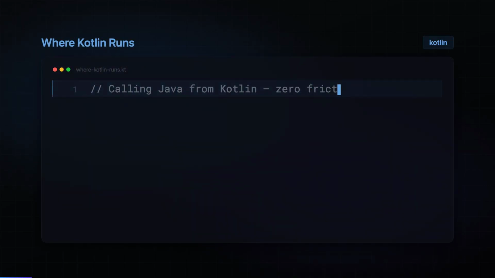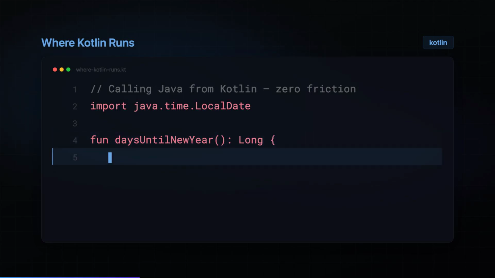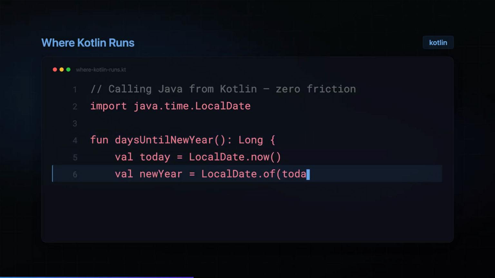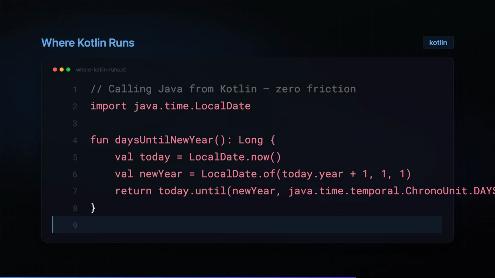Kotlin compiles to 3 targets. JVM bytecode, runs anywhere Java runs, native binaries, no JVM needed. And JavaScript. 100% interoperable with Java, you can call Java from Kotlin and Kotlin from Java in the same project without any adapter layer.